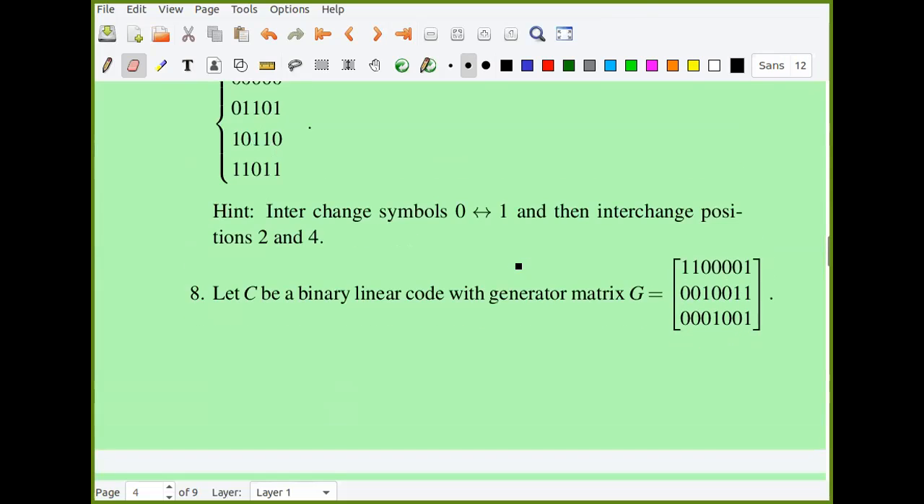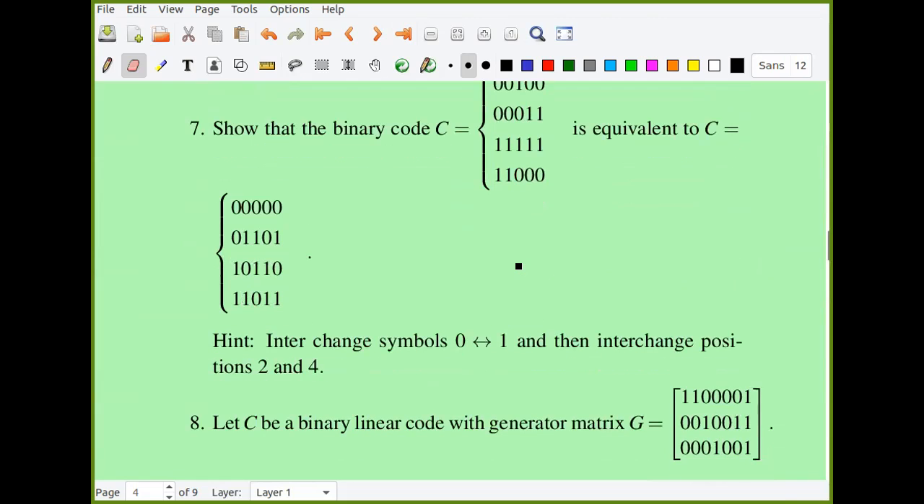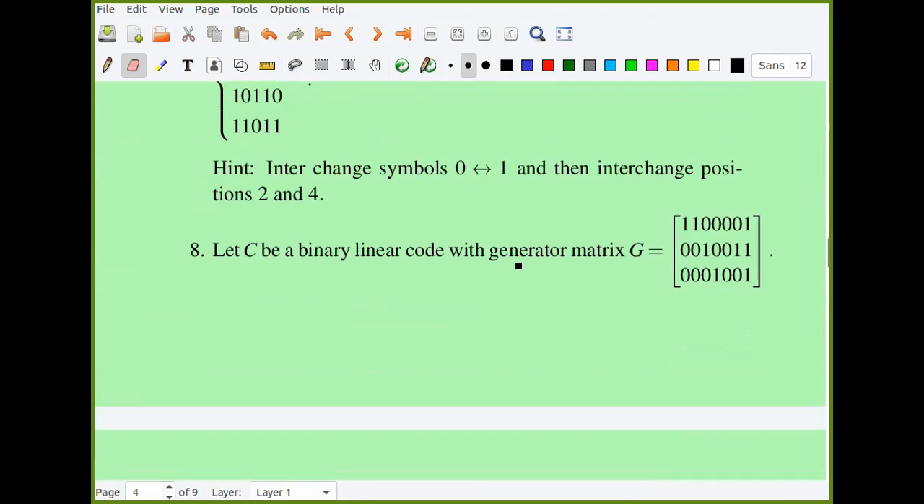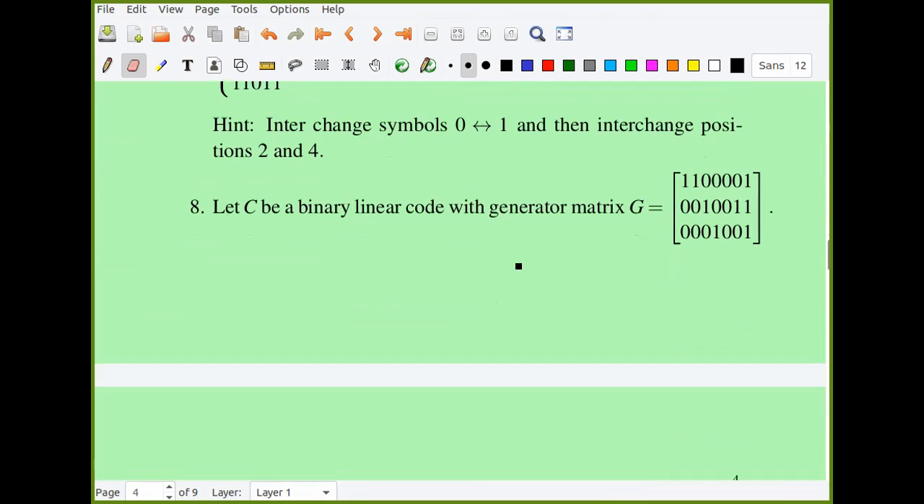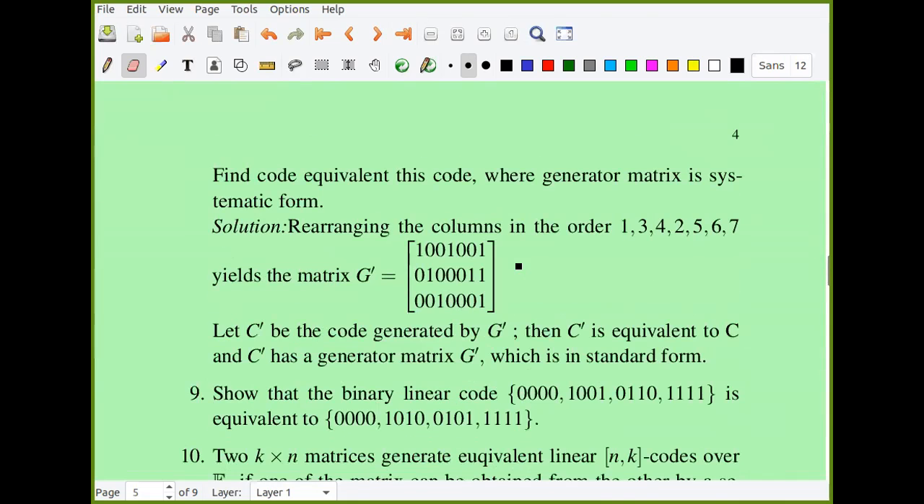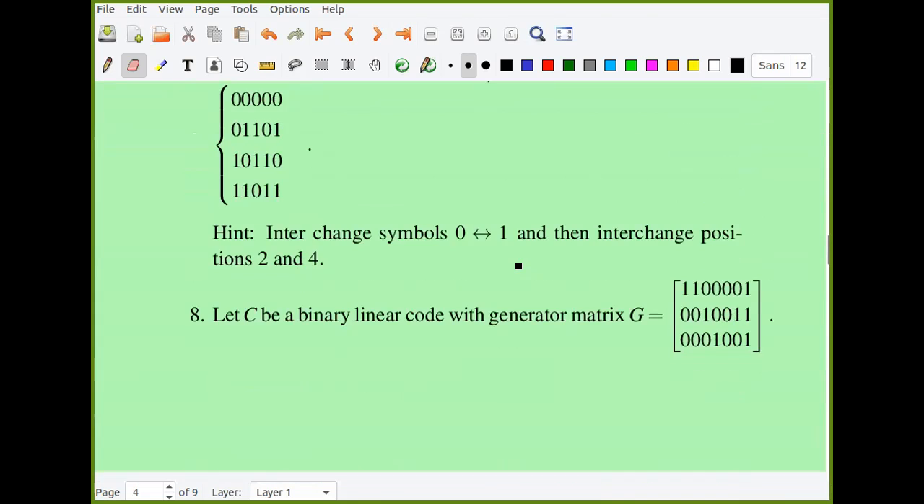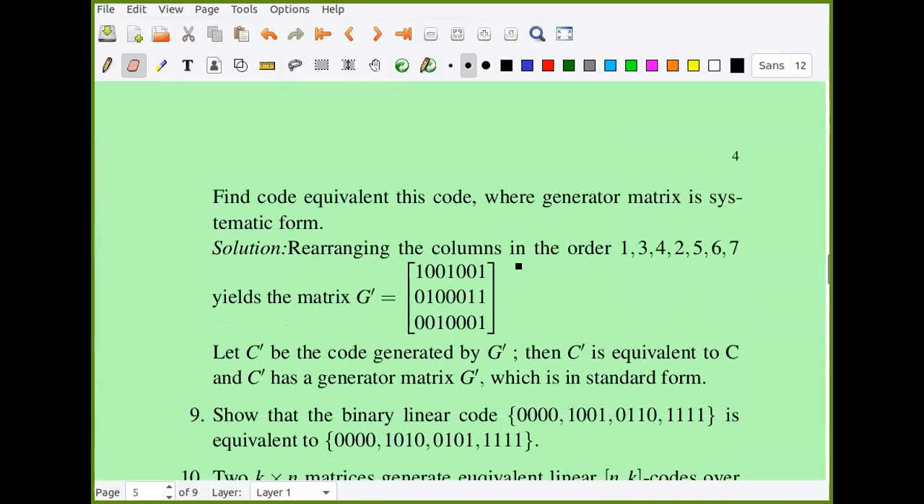So how do you actually get an equivalent code, right? You change the symbols and you also interchange the columns. Like that you can get equivalent codes. Okay, I'll explain further with one example. Let's take a linear code with generator matrix like this, right? Find the code equivalent to this code where the generator matrix is in systematic form. It is not in systematic form now, right? I want to bring it to systematic form.